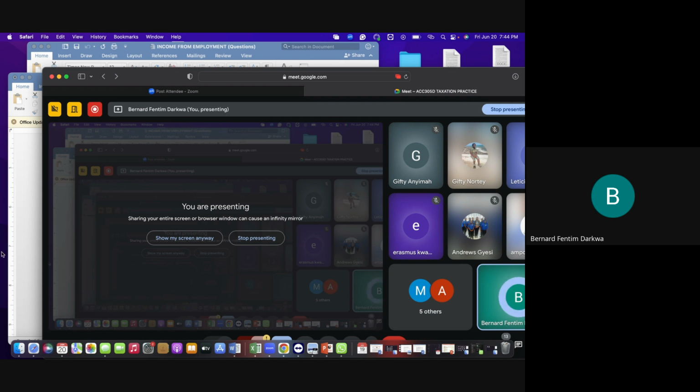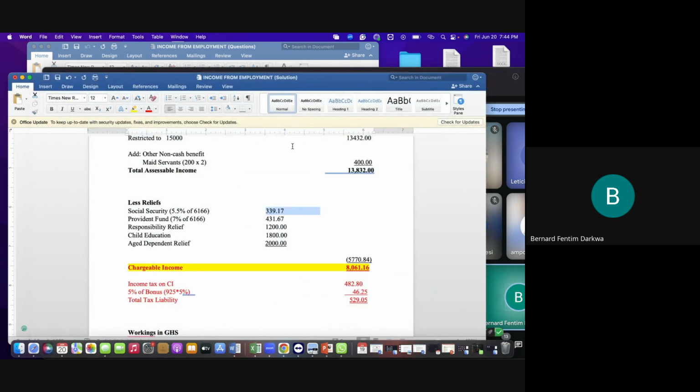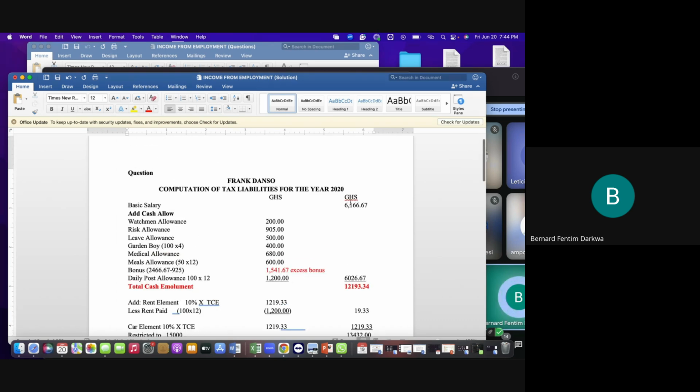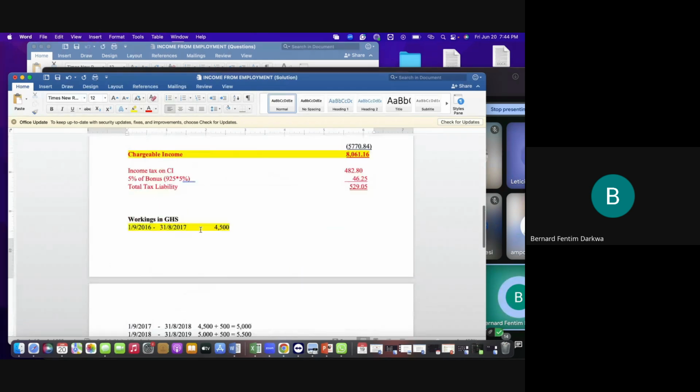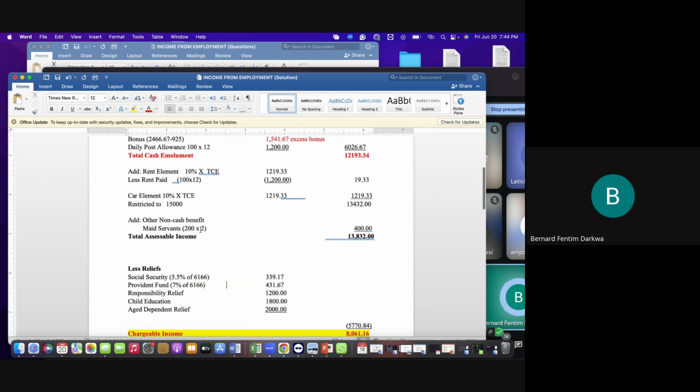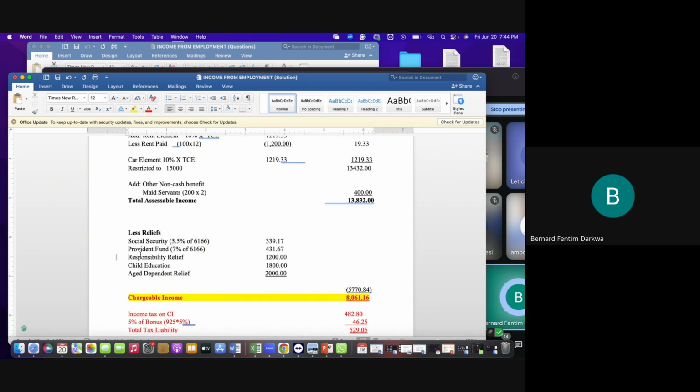I was saying that it has all the reliefs, so when you get here, you just read the question and take them one by one. The relief here is 5.5% of base salary. Just calculate 5.5% of whatever basic salary you have here. It's a relief, you're not going to pay any tax on it. Then the Provident Fund, the question says he contributes 7%. Go and calculate 7% of the base salary and put it there.